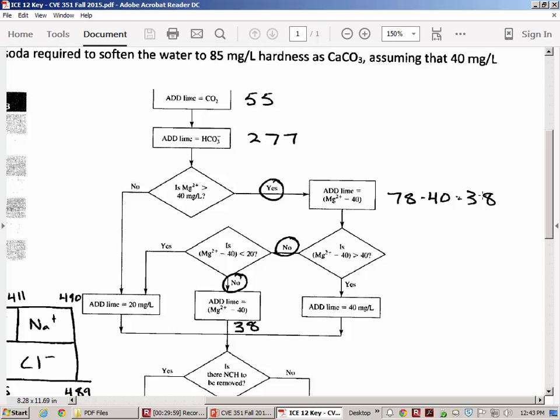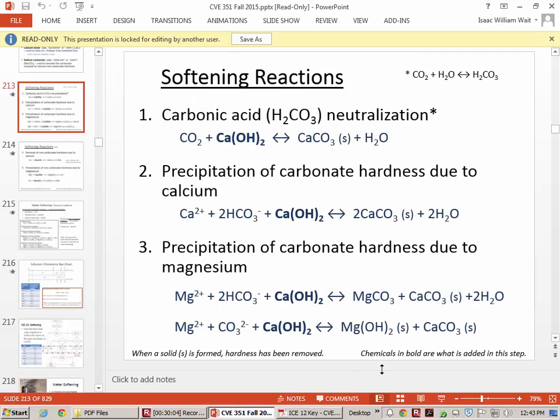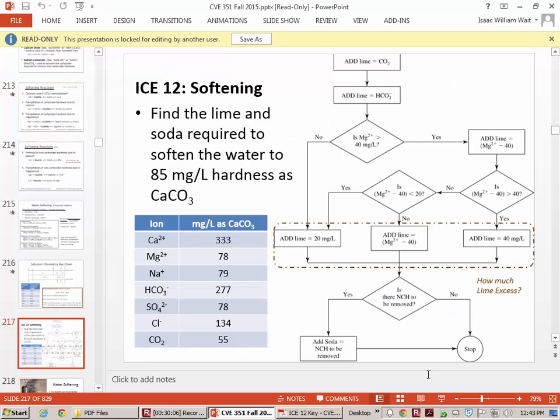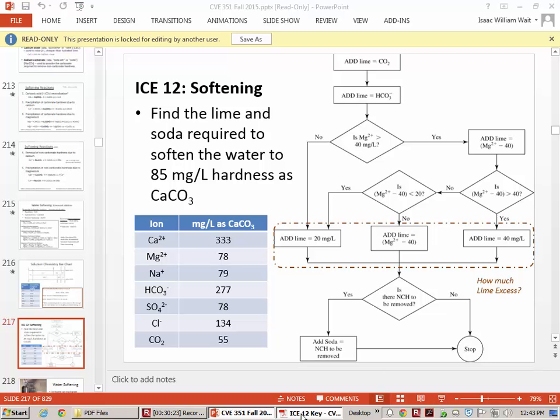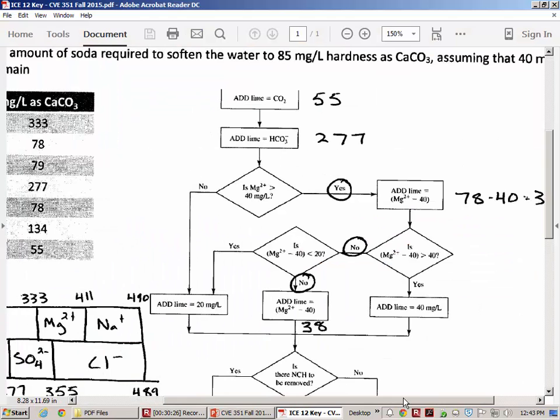This phase right here is sometimes called the excess. You can see that I've highlighted that on the slide, the in-class exercise. I've put the dashed line around it. How much lime excess do we have to add? So we added this much lime here, and then we add a little more as the excess. In our case, it's 38 for the excess. Any questions so far? You're going to use the same kind of idea for the last two problems on the homework.